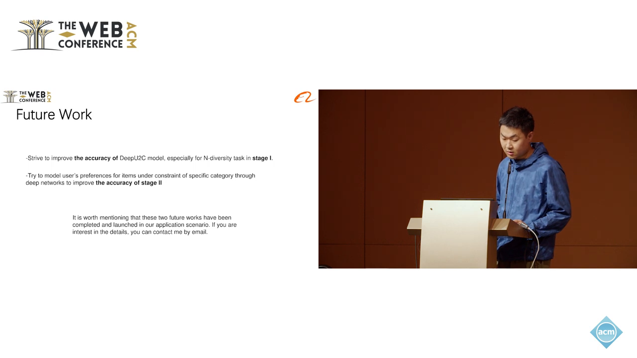And the future work: we strive to improve the accuracy of the model in stage one and improve the accuracy of stage two. It is worth noting that those two future works have been completed and launched in our application system.